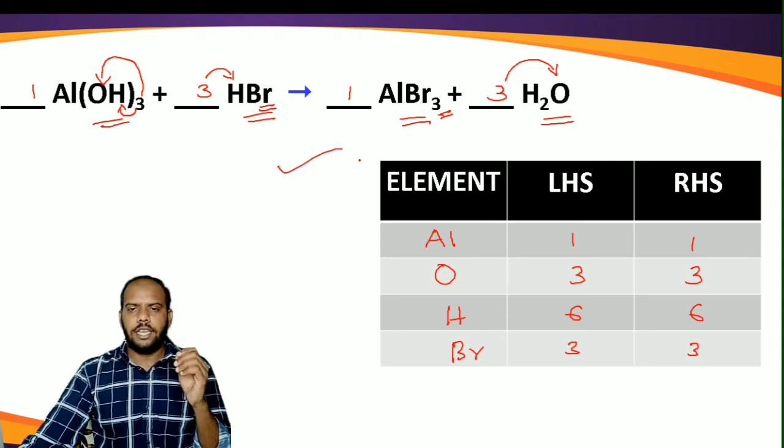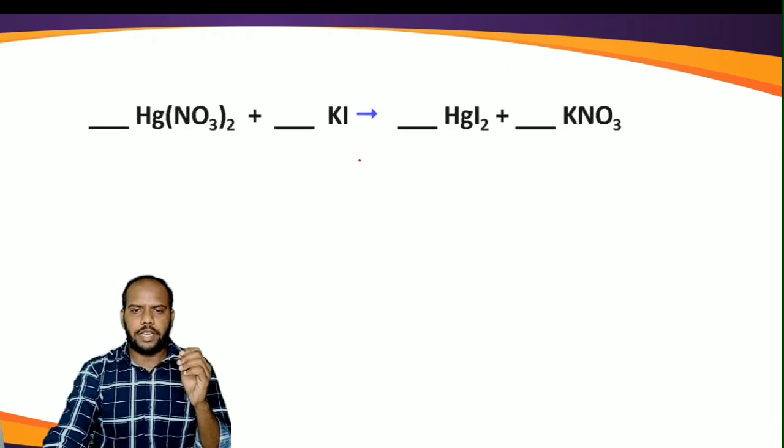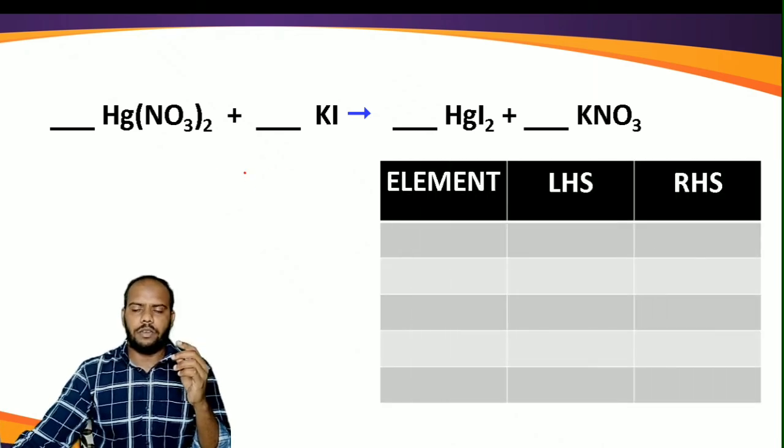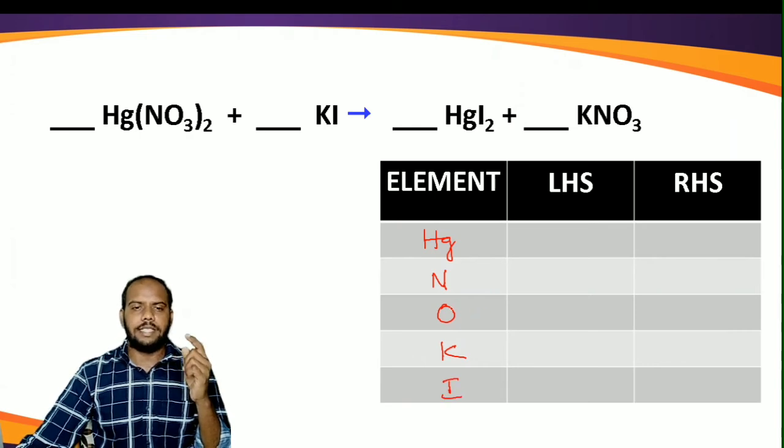Okay, children? Yes. One more equation we can check. Silver nitrate reacts with potassium iodide and gives silver iodide and potassium nitrate. This one you can also balance. Anyway, I'm just doing it for you. Same process, we are writing the elements. What are the elements? Mercury, nitrogen, oxygen, potassium, iodine. These 5 elements are present here.